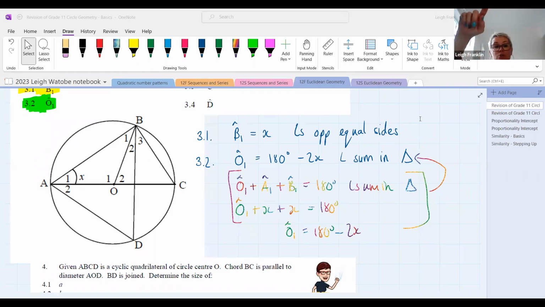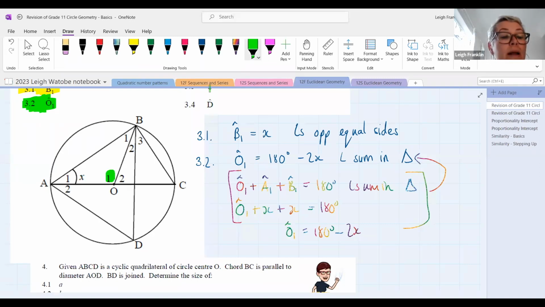When we go back to A and B, we follow the lines to C at the circumference. So in other words, the angle at the center is twice the angle at the circumference. O1 is twice as big as C. That's right, Nolwazi. O1 is 2 times C.